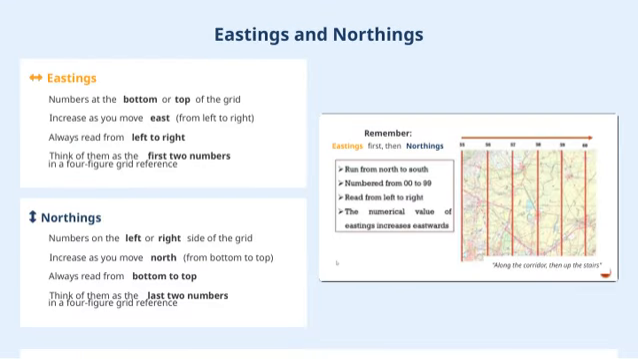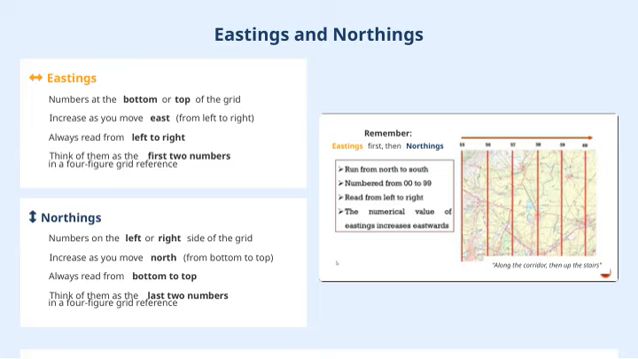Let's look at Eastings and Northings. First, we'll start with Eastings. These are the numbers you find at the bottom or sometimes at the top of the grid. They increase as you move east, which means from left to right across the map. When you're reading these, always read from left to right. Think of Eastings as the first 2 numbers in a 4-figure grid reference.